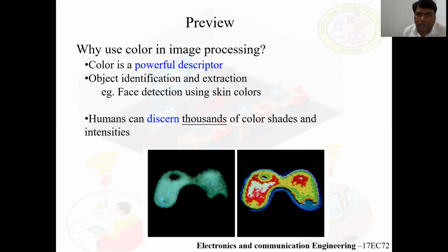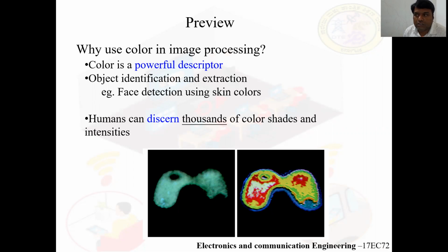So, why use color in image processing? Color is a powerful descriptor for object identification and extraction, for example, face detection using skin colors. Humans can discern thousands of color shades and intensities. So color image processing is motivated by two factors. Color is a principal descriptor that often simplifies object identification, and humans can discern thousands of color shades and intensities.